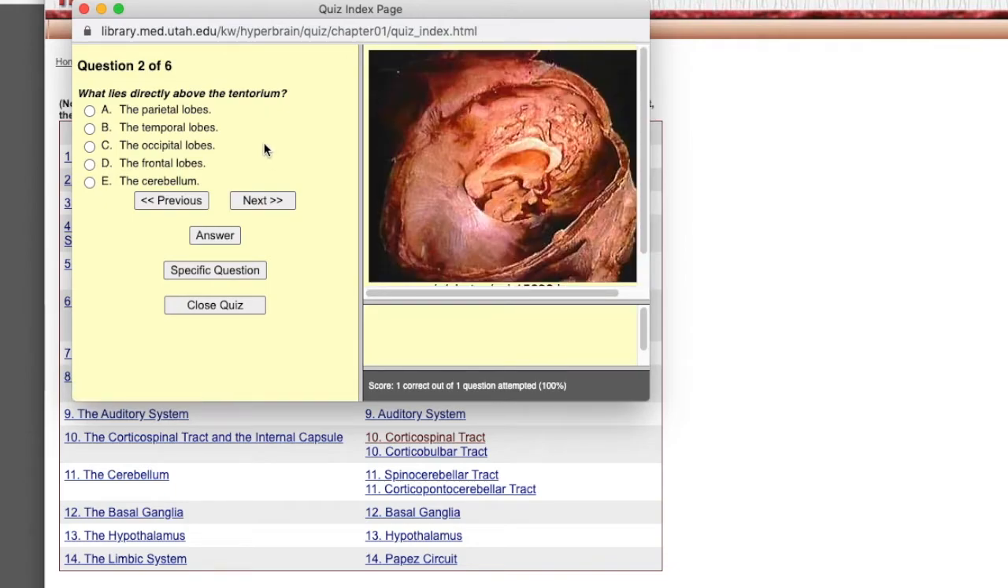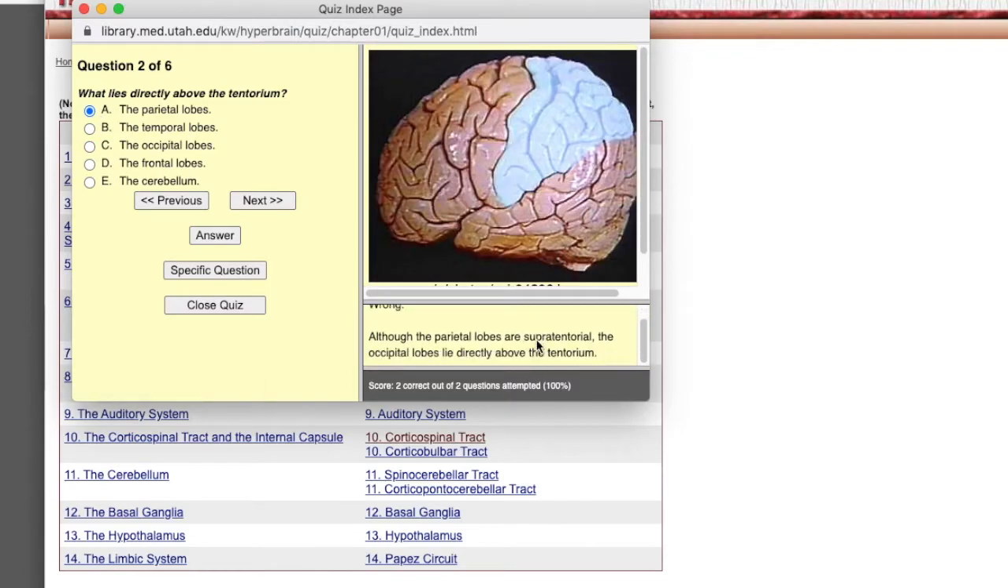What lies directly above the tentorium? I know that the tentorium is at the posterior, and it's called tentorium because it looks like a tent covering the cerebellum. And the cerebellum is also at the back, below the occipital lobe. So it should be the occipital lobe. There. But if you get the wrong answer, it will give you an explanation why it's wrong and even the actual picture of the part. Like, yeah, it's wrong. Although the parietal lobes are supratentorial, the occipital lobe lies directly above the tentorium.